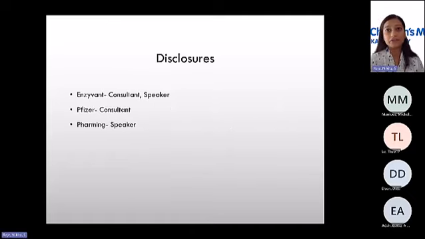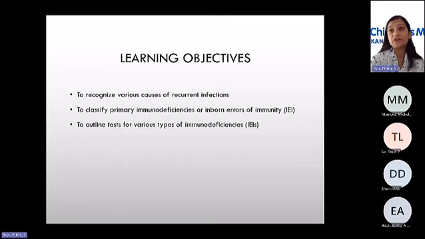So disclosures, nothing relevant to the talk today. I'm going to move ahead and talk about the learning objectives: to recognize the various causes of recurrent infections, to classify primary immunodeficiencies or inborn errors of immunity, and to outline the tests for various types of IEIs.